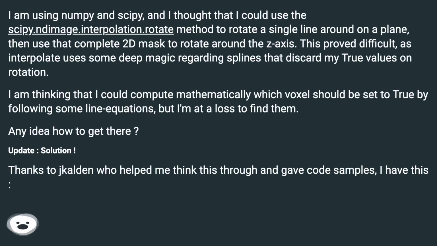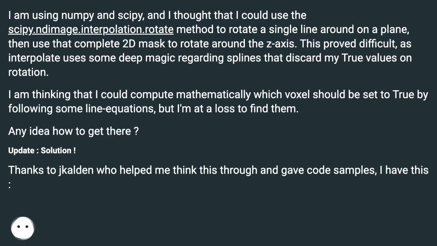I am using numpy and scipy, and I thought that I could use the scipy.ndimage.interpolation.rotate method to rotate a single line around on a plane, then use a complete 2D mask to rotate around the Z-axis. This proved difficult, as interpolate uses some deep magic regarding splines that discard my true values on rotation. I am thinking that I could compute mathematically which voxels should be set to true by following some line equations, but I'm at a loss to find them. Any idea how to get there?